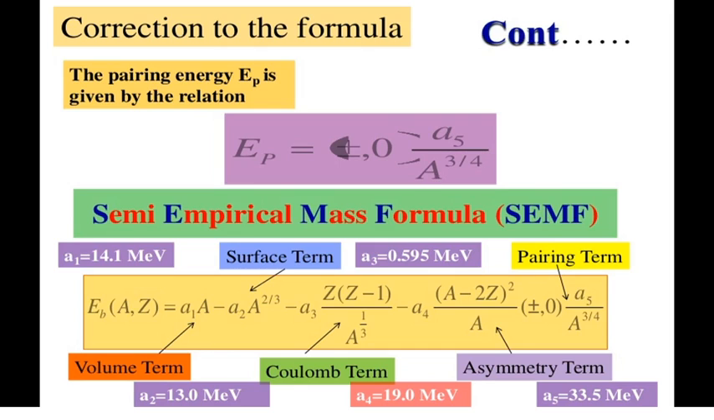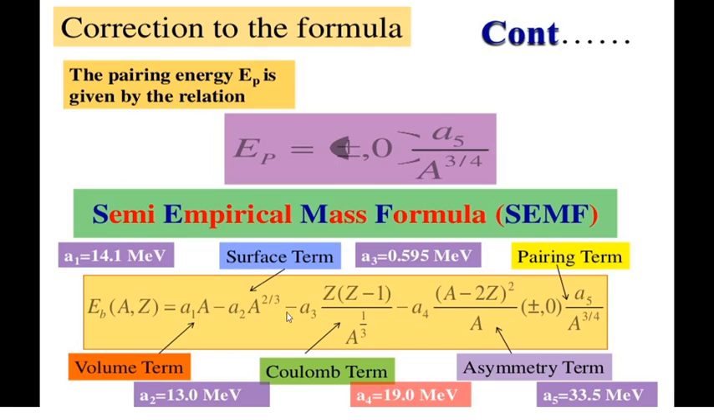Thus, we can add this corrected formula to the binding energy formula, and it forms the semi-empirical mass formula, SEMF. So that is binding energy. We are writing the binding energy, not binding energy per nucleon. So this is binding energy.